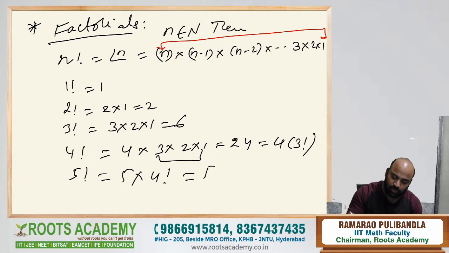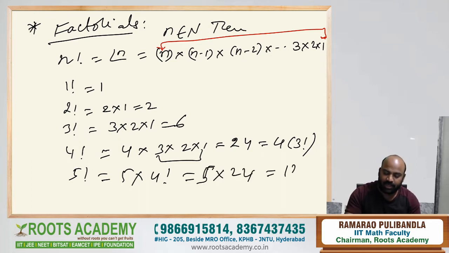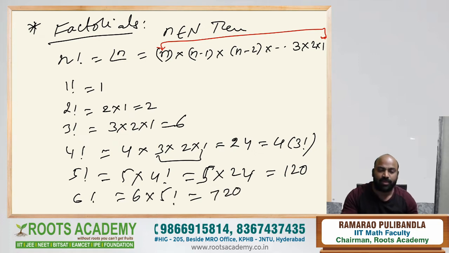5 into 24 is 120. Like that you have to remember up to 7 or 8 factorials. That will be very useful to the students. So 6 factorial is 6 into 5 factorial, which is 720. Like that, remember all the values.